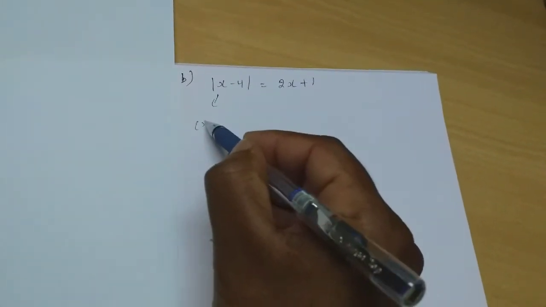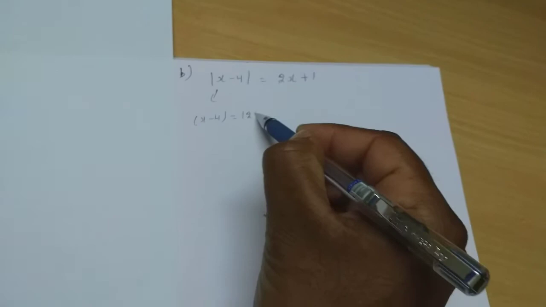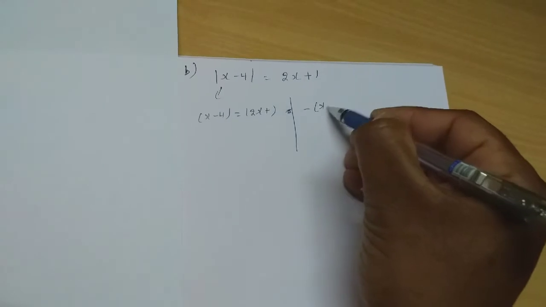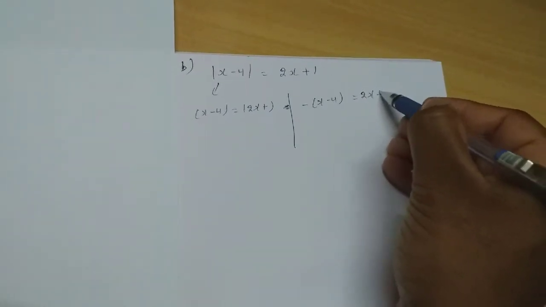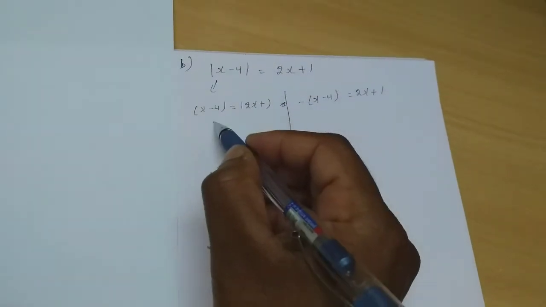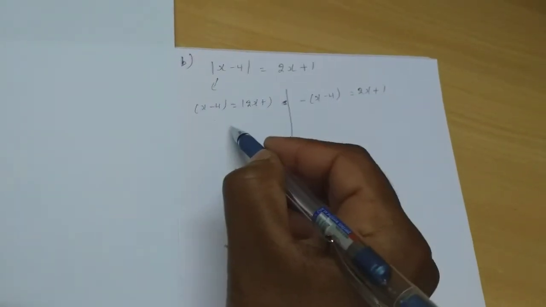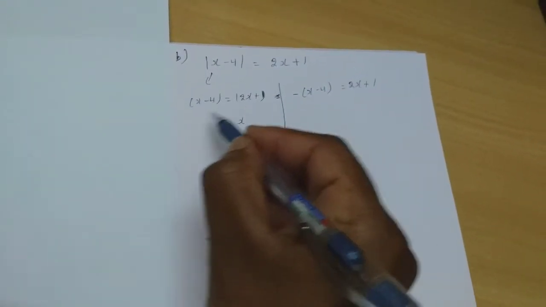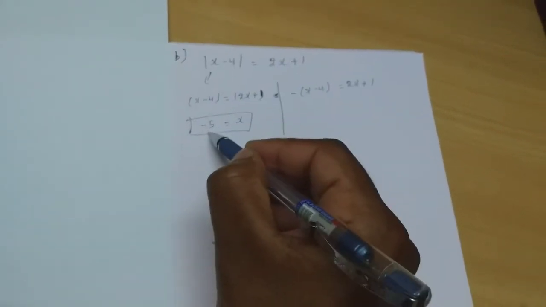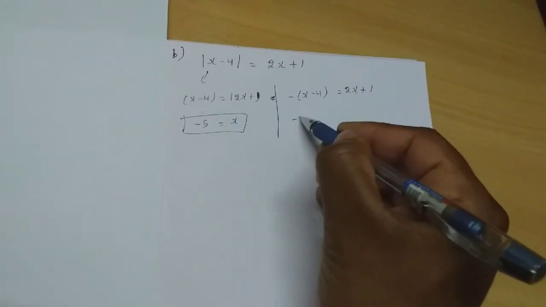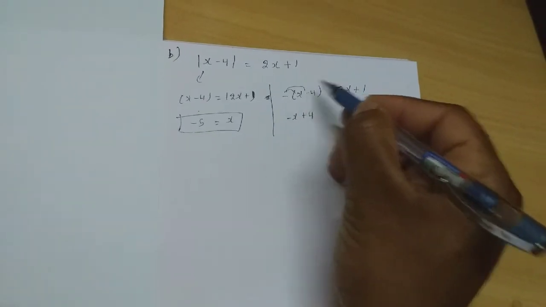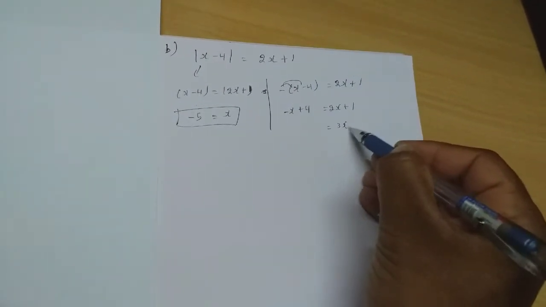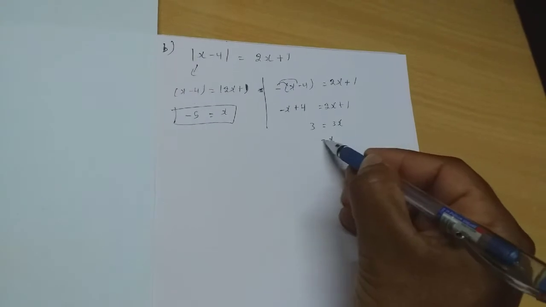Again, this mod can become plus, or it can become minus. So minus of x minus 4 equal to 2x plus 1. Are we clear? When it is plus x and when it is minus. So now all x terms one side. It is 2x plus 1. So x will go that side, and 1 comes here, minus 5. And over here how much will it become? Minus x plus 4 equal to 2x plus 1. How much will it come? 3x equal to 3. That implies x equal to 1.